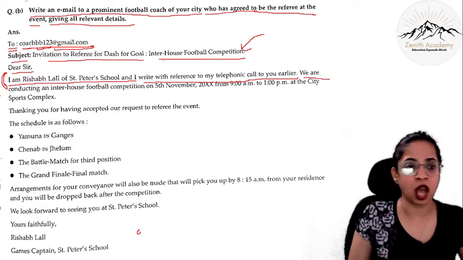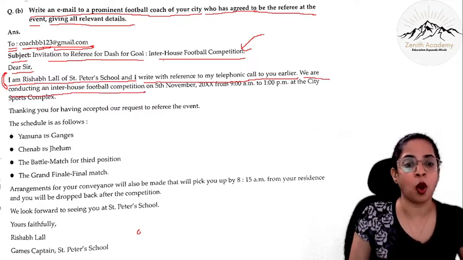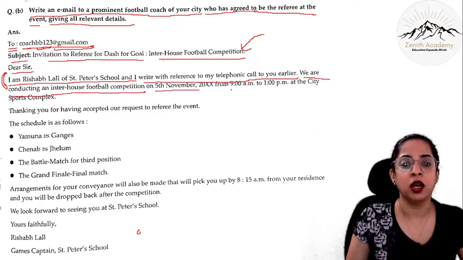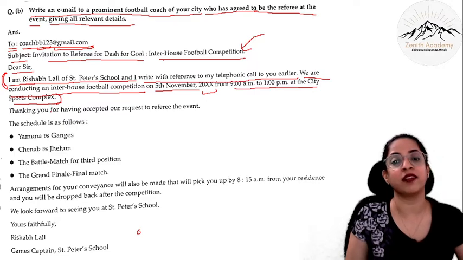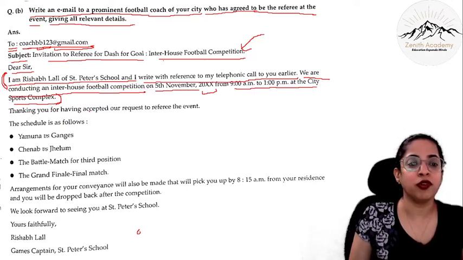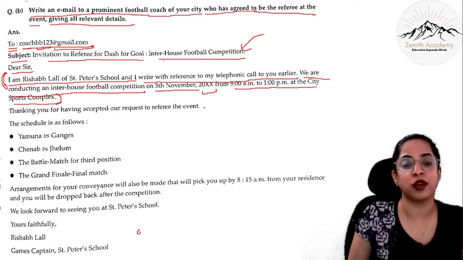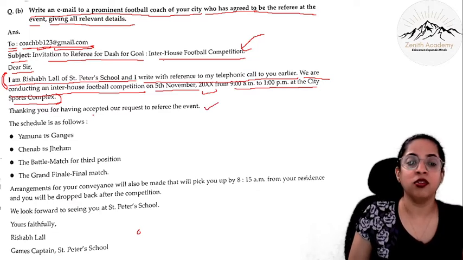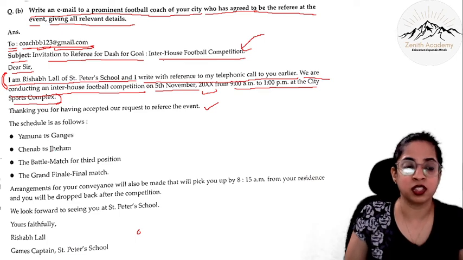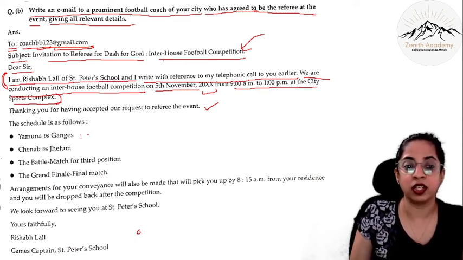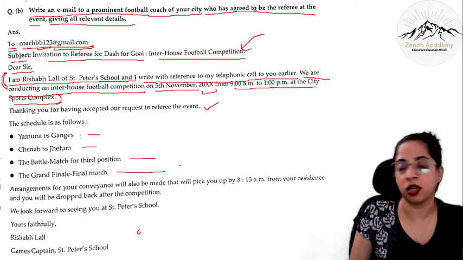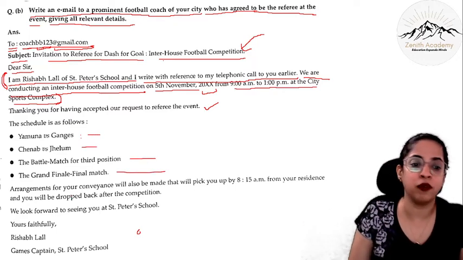Okay. So we are conducting an inter-house football competition on 5th November 2022 from 9 a.m. to 1 p.m. at the City Sports Complex. So this is how you are giving the information. Thank you for having accepted our request to referee the event. Now you are giving all the details. The schedule is as follows: Yamuna versus Ganges, Chenab versus Jhelum. So these are the different houses. You can give the timing also here. Okay, you can modify it according to your wish.